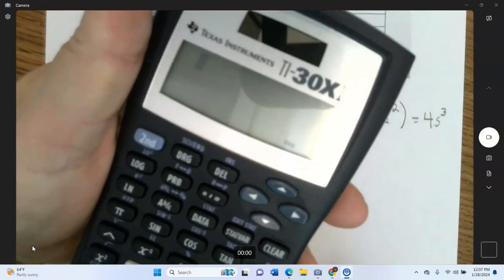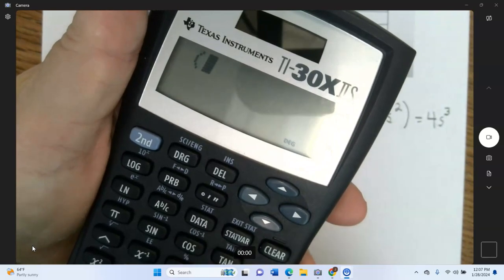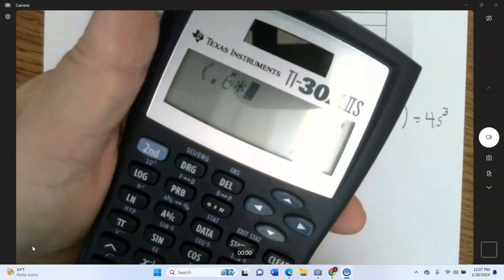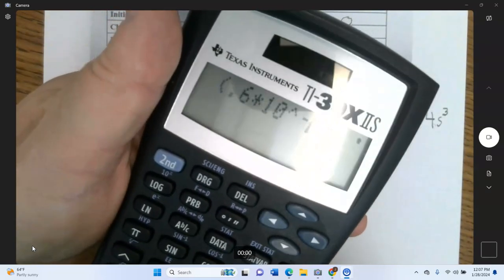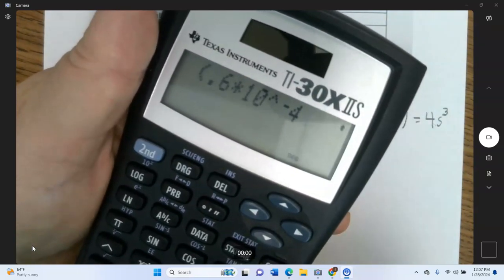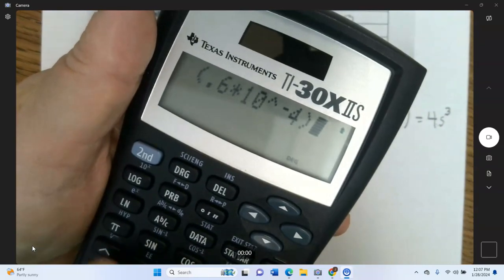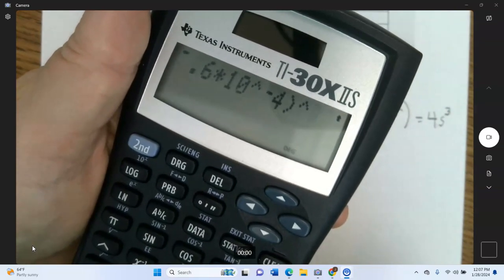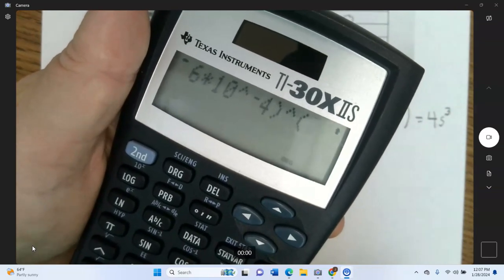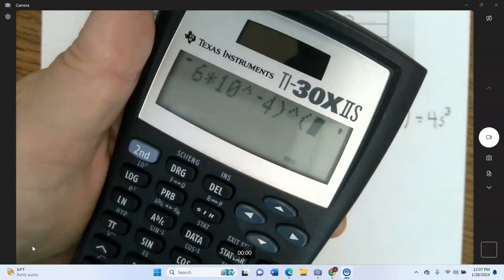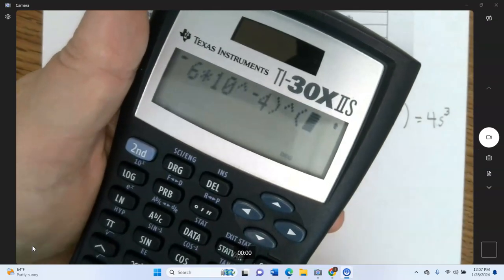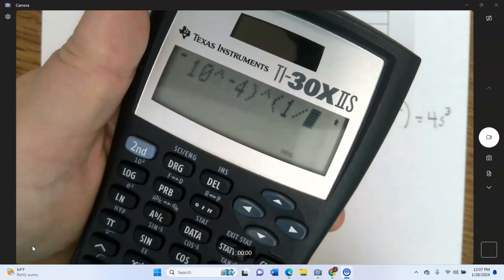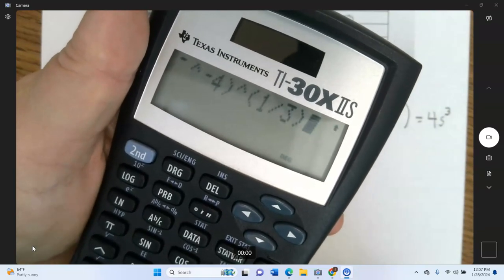You got to watch out for the parentheses. So parenthesis 0.6 times 10 caret negative 4. And now I'm going to close the parenthesis. And now I'm going to raise that to the power of 1/3. So I got to open a parenthesis here. Be careful. If you don't do that, the order of operations is going to get messed up. And I'm going to do 1 divided by 3, close the parenthesis.